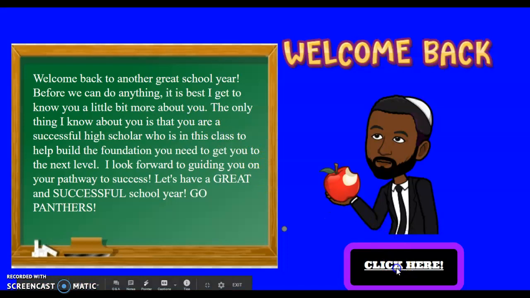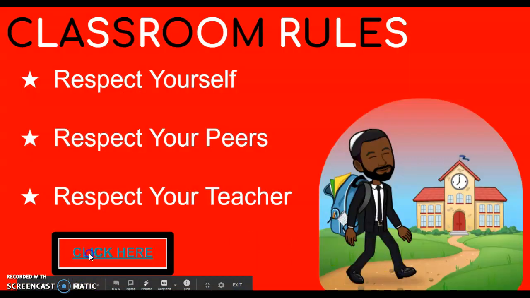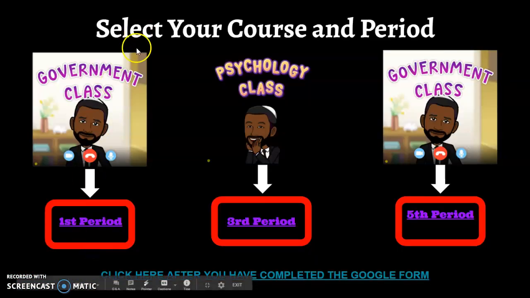And so you have your welcome message. You have your classroom rules that were present last time. And you would tell me which course you are taking. My 1st and 5th, again, are government. My 3rd period is psychology. So I'm going to click on my 5th period.